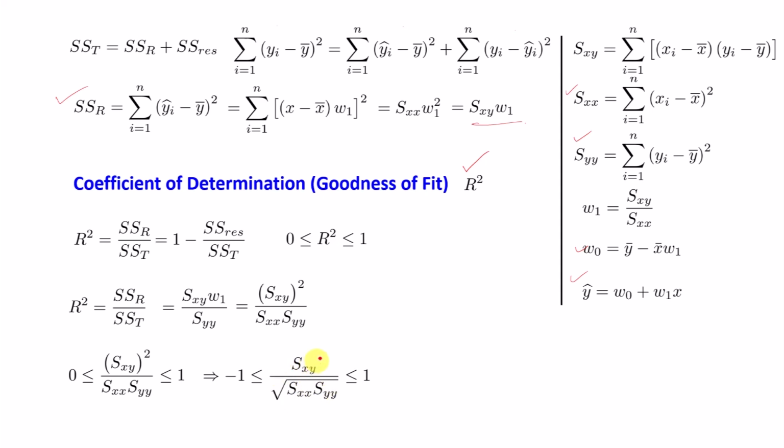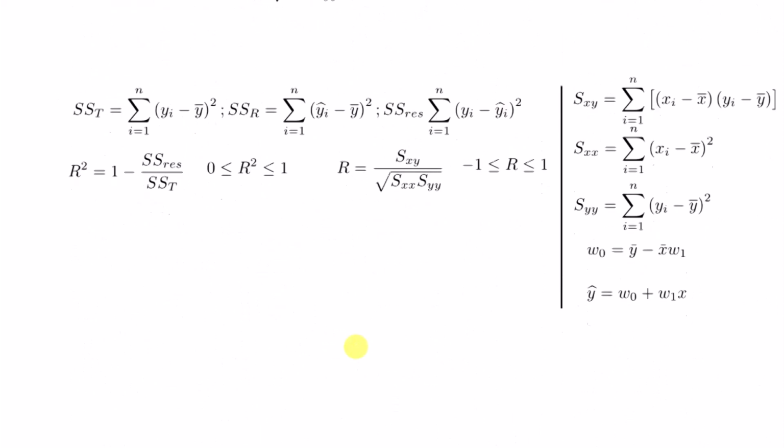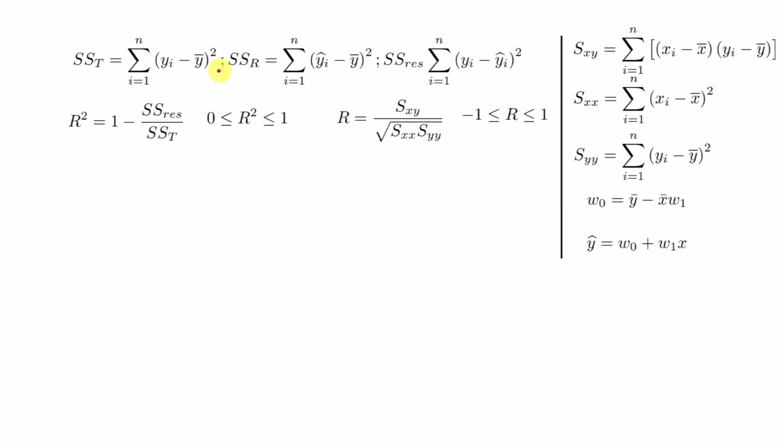This particular term is, of course, if this is R squared, then this is R, and this R is called the correlation coefficient, that is Sxy over root of Sxx Syy. Both these terms are very important, R square and R, and they give us a lot of information about the quality of regression. There are also other terms which tell us about the quality of regression, but we will just stick to these two for now. So let us see the implication and significance of these two.